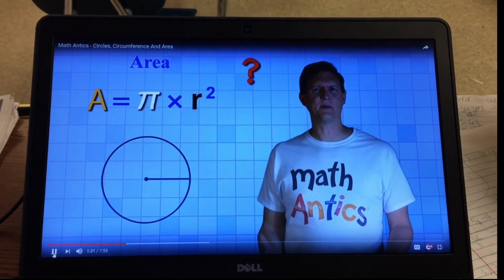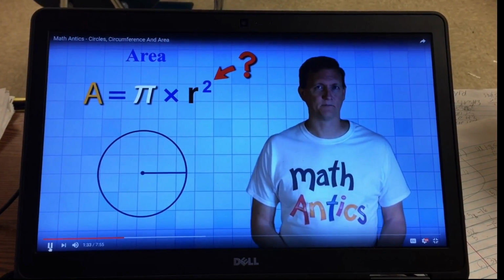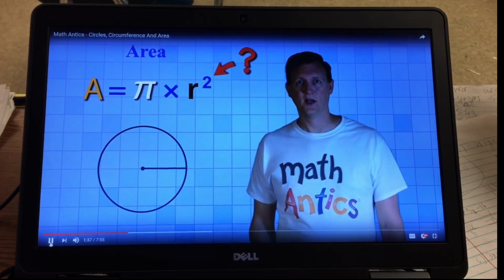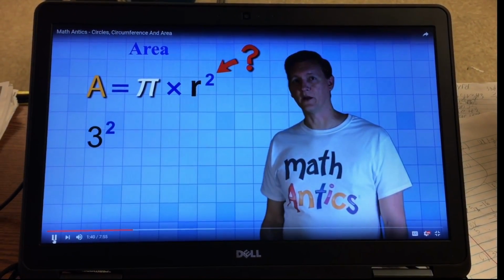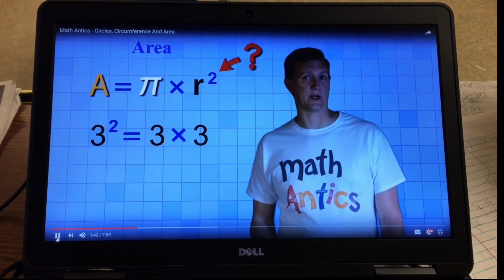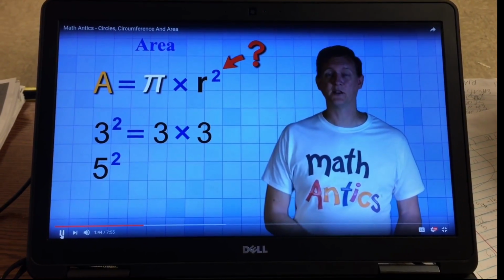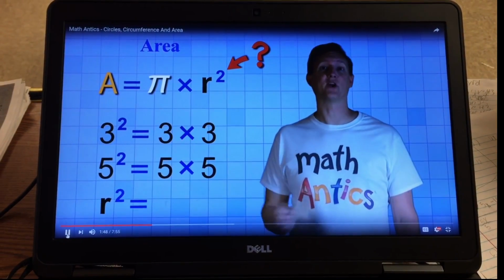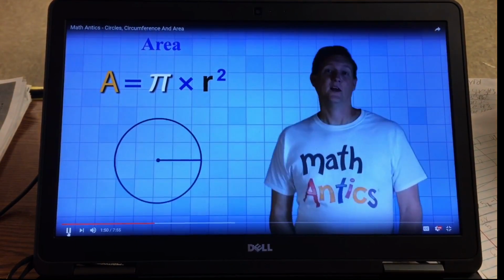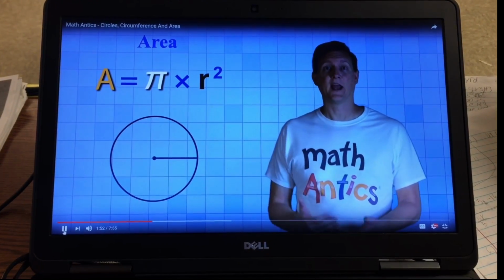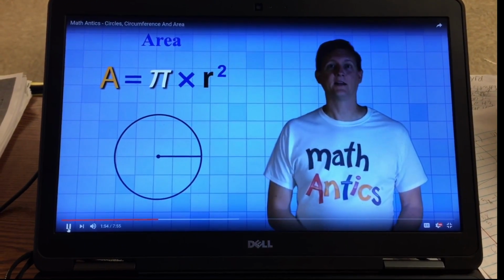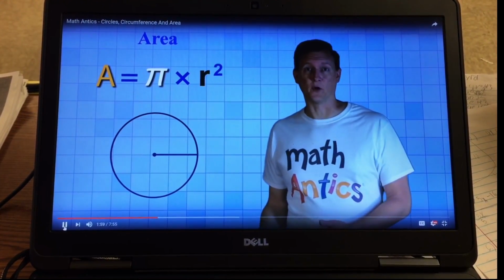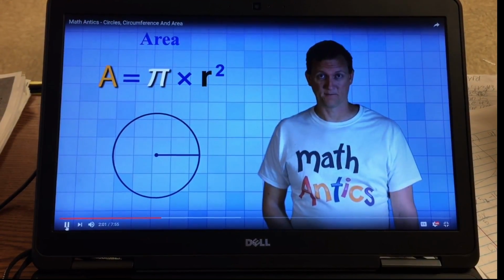Okay, but what does it mean to square the radius? Well, squaring a number just means multiplying it by itself. For example, 3 squared just means 3 times 3. And 5 squared just means 5 times 5. And R squared just means R times R. So our formula is really just area equals pi times R times R. But we write it in the R squared form because it's more compact.